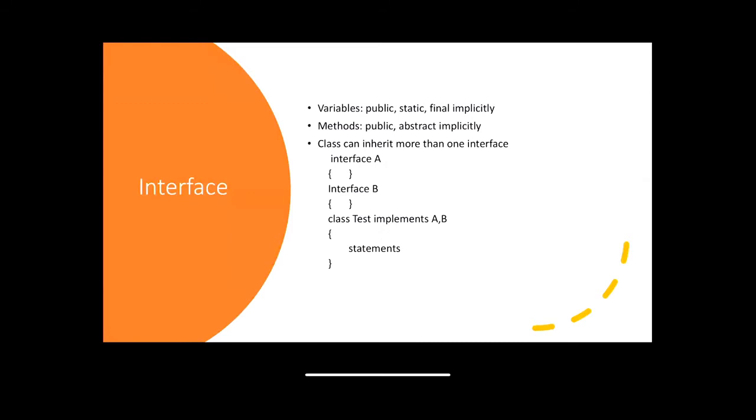Please note that all the member variables of an interface are public, static, and final, and all the methods of the interface are implicitly public and abstract. Here we can see that class test is inheriting interfaces A and B together. Class test has to define all the methods that are present in interface A as well as B.